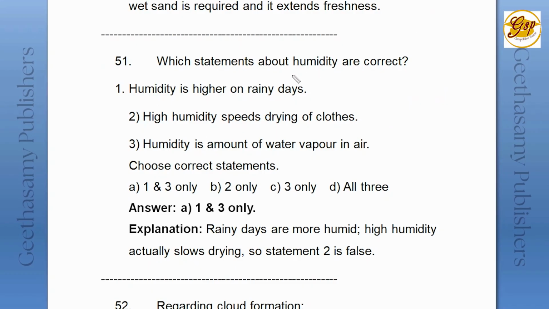Which of the statements about humidity are correct? 1. Humidity is higher on rainy days. 2. Humidity speeds drying clothes. 3. Humidity is the amount of water vapor in air. The options are: 1 and 3, 2 only, 3 only, all 3. The correct statement is 1 and 3 only.